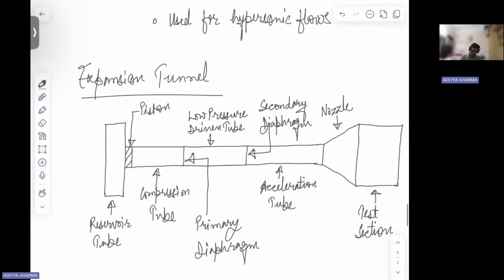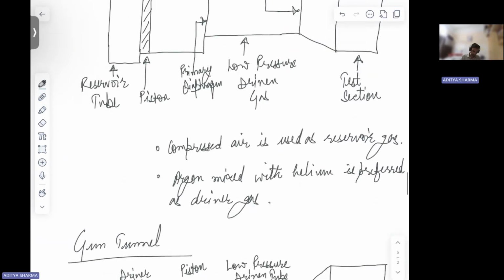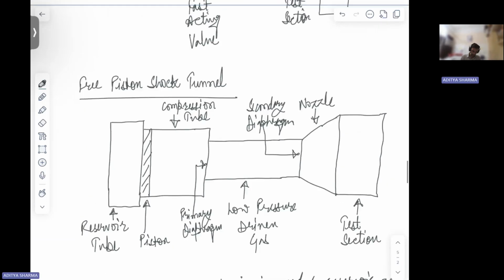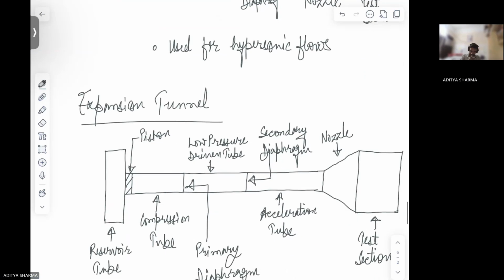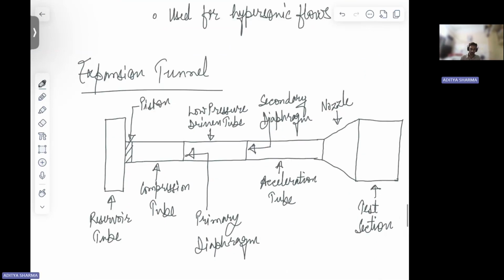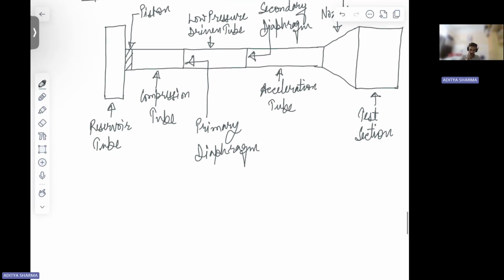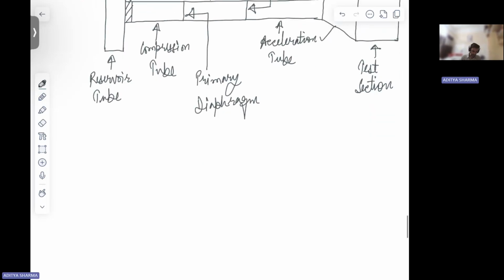So your expansion tunnel somewhat looks like your pre-piston shock tunnel, right? But one change is there in expansion tunnel. That is your acceleration tube has been added. Okay. So what is this acceleration tube?